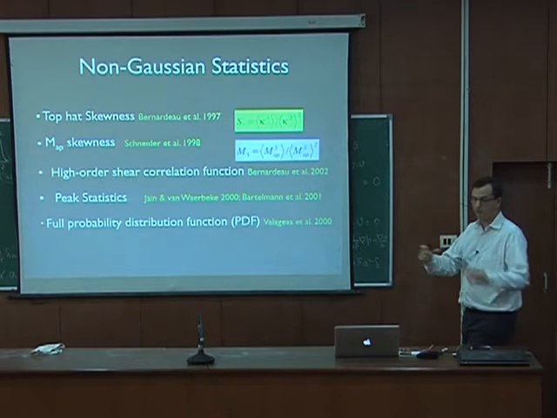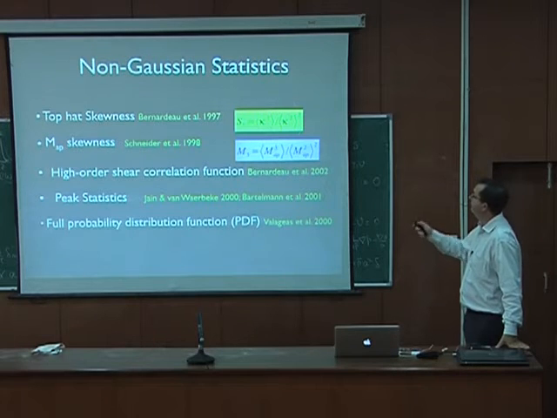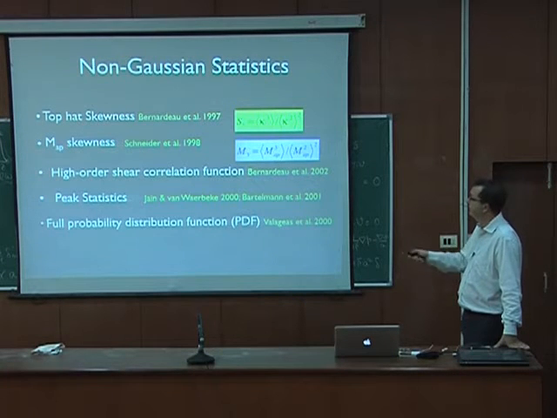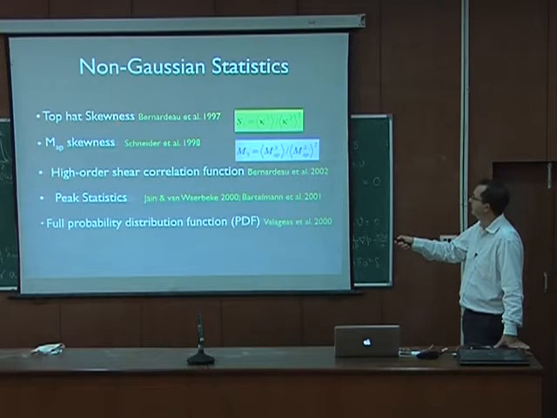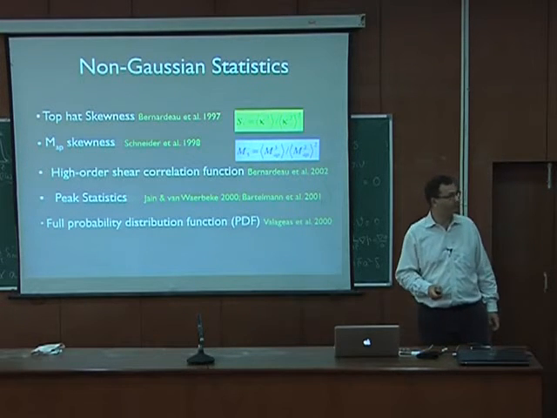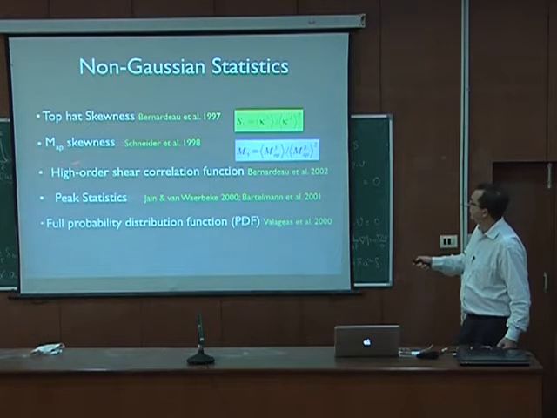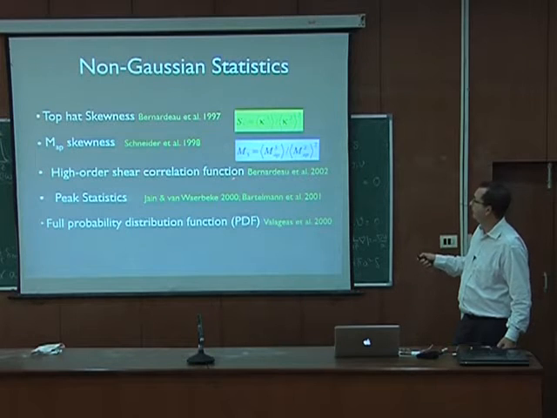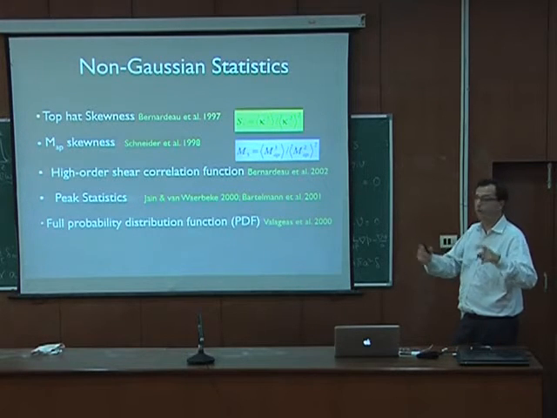In this case, it's with the top hat window function, like we did for the two-point function. You can form this, and that's one of the statistics. You can do the same thing with the mass aperture. So this is called the skewness, by the way. You can do the skewness of the mass aperture, same thing, taking the cube of the mass aperture. You can also look at high order shear correlation functions. Instead of taking the product of 2 shears, you can take 3 or 4.